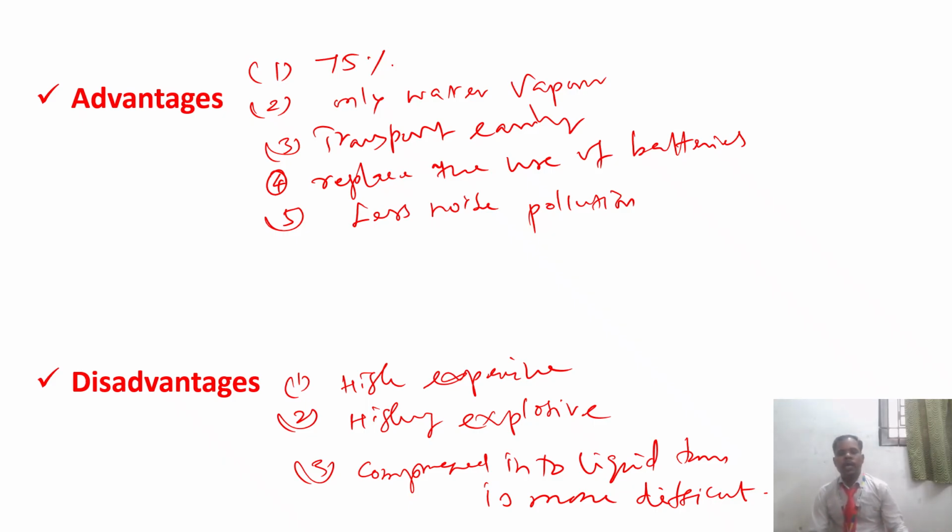So these are the disadvantages of the hydrogen oxygen fuel cell. Okay. So in the hydrogen oxygen flow battery or hydrogen oxygen fuel cell, we discussed the experimental setup, then the cell reactions involved, followed by advantages, disadvantages, and applications. Okay.